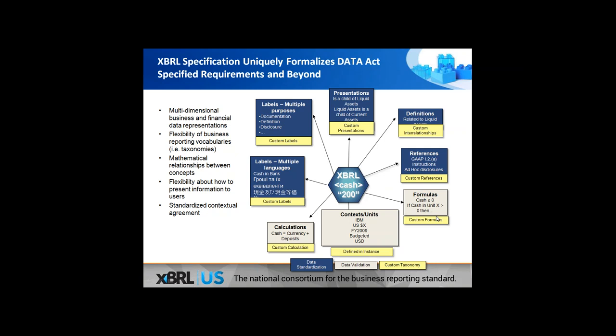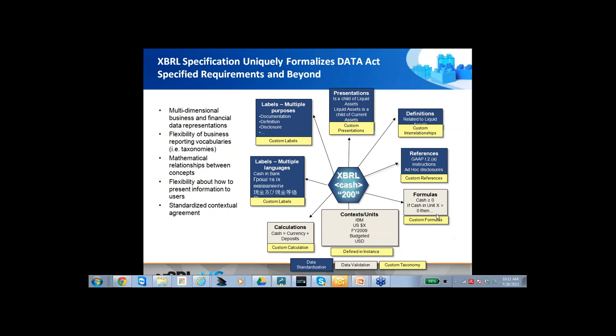The graphical representation that looks a little bit like a snowflake on the screen illustrates the specification and what can be captured for every reporting concept. Starting on the left and moving clockwise: captions and definitions for different purposes and language requirements, presentation order and hierarchy, special interrelationships, linkages to related regulations, pronouncements, and guidance, automated business rules and validation checks, reporting attributes, and some simple calculation relationships, which items sum up to others.